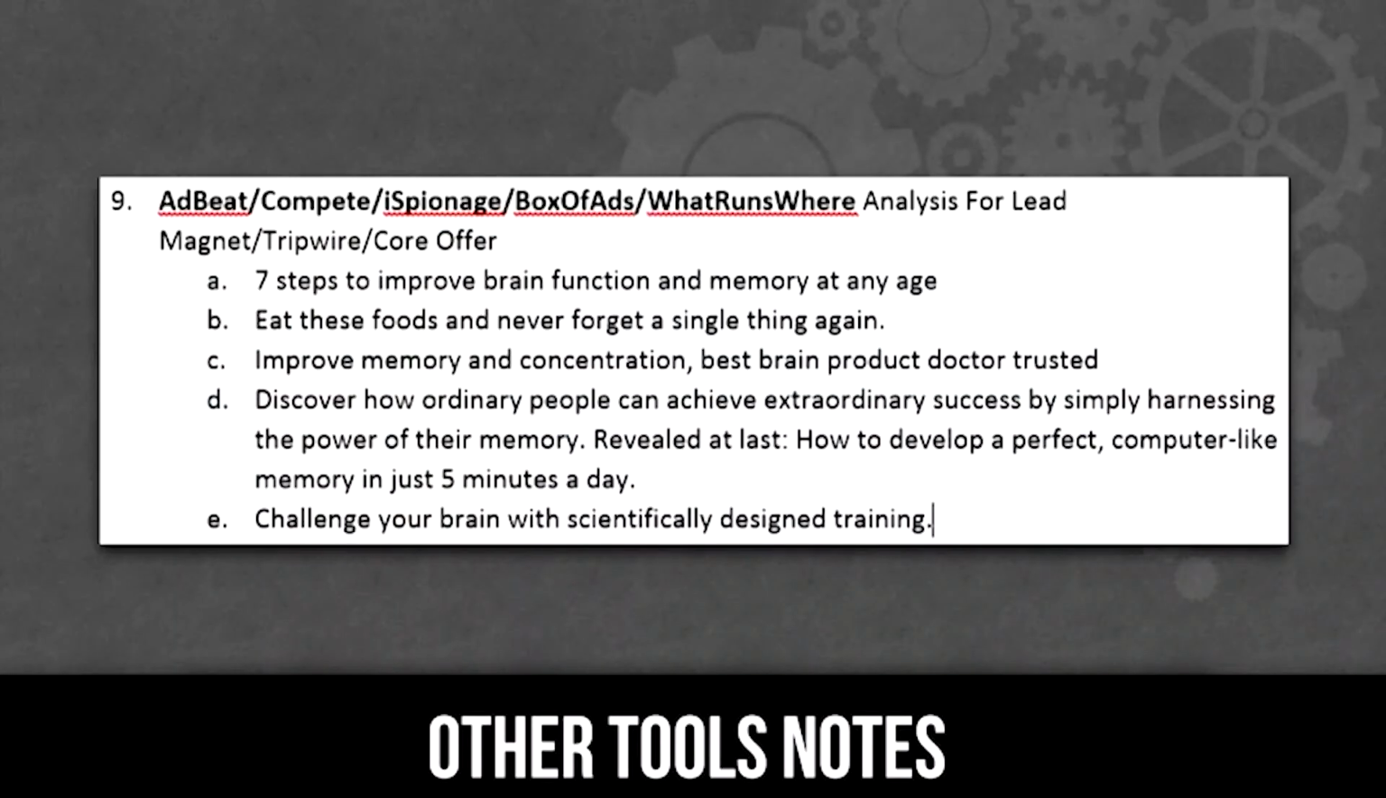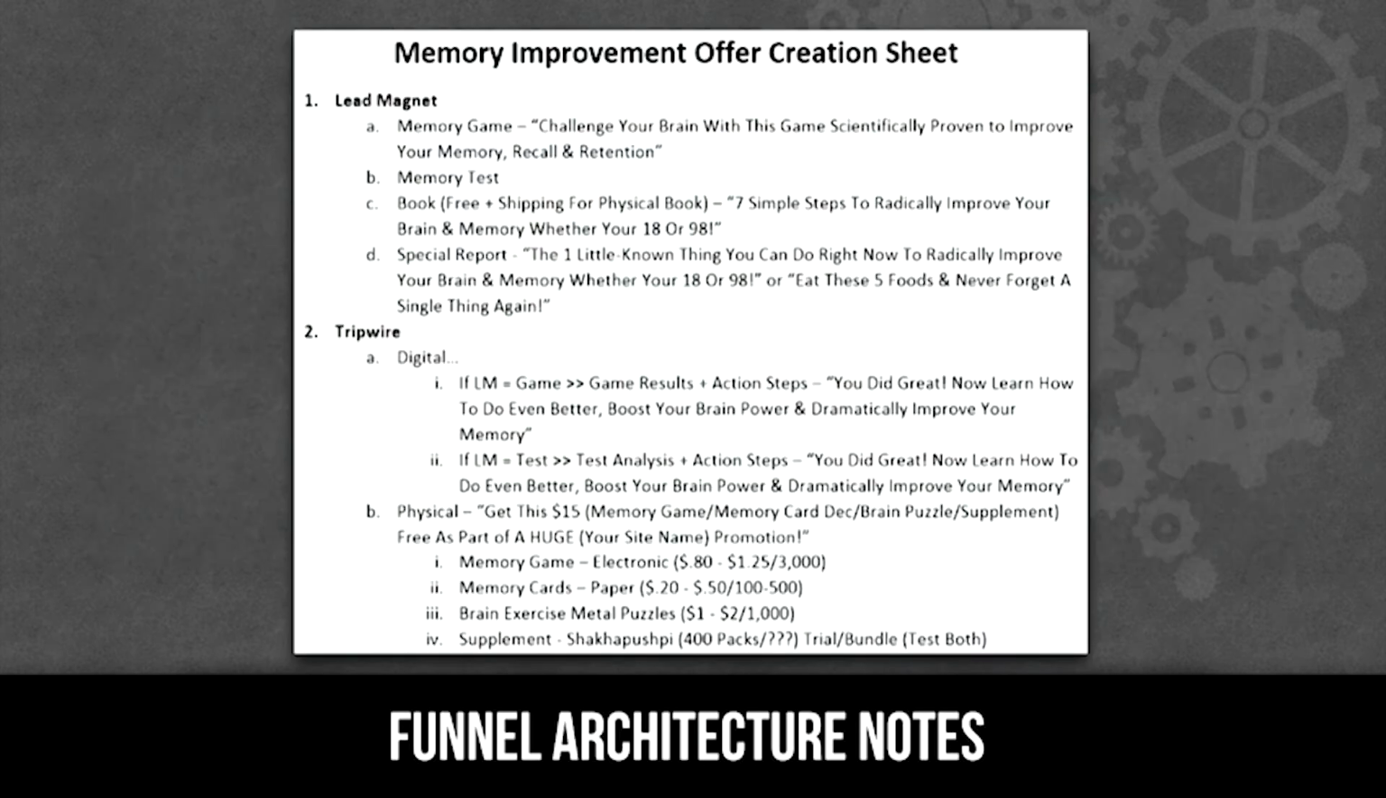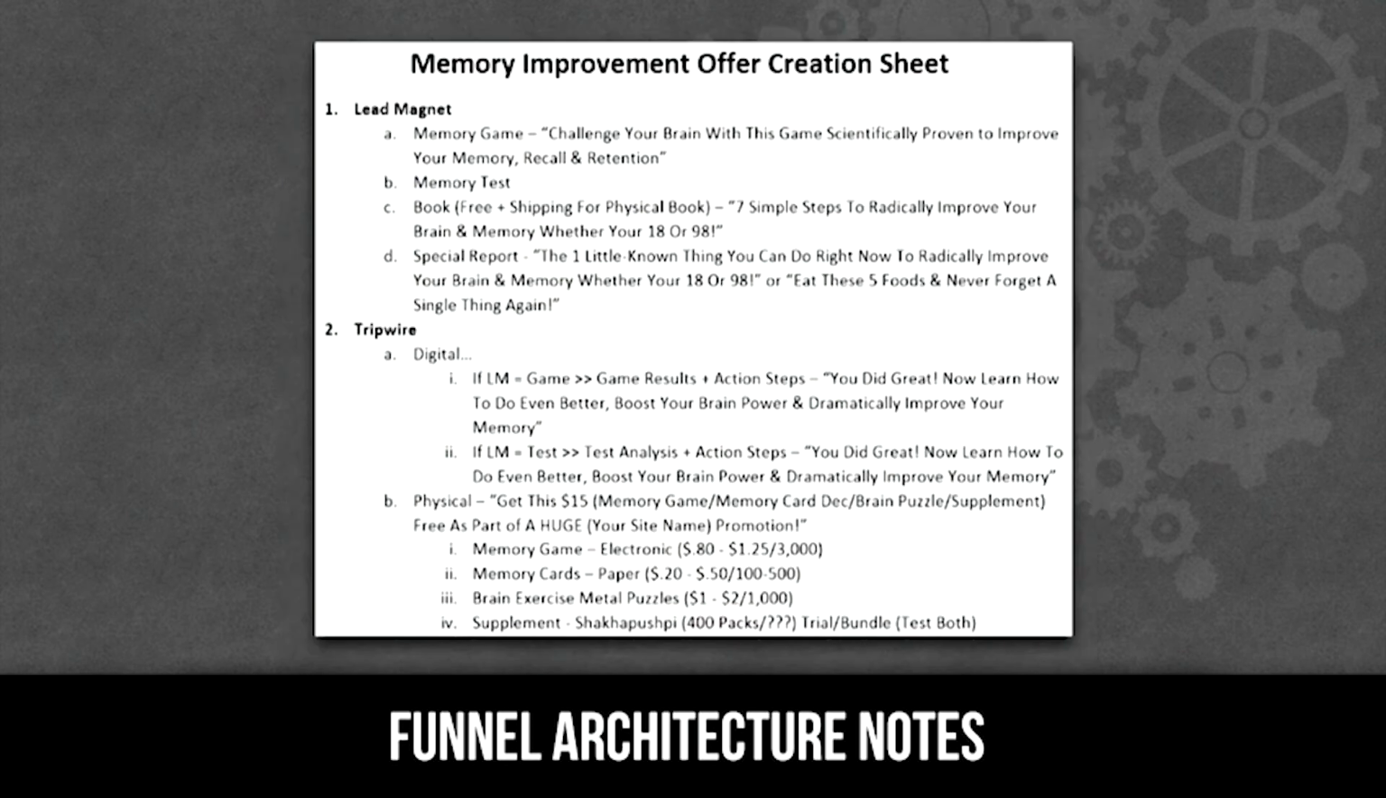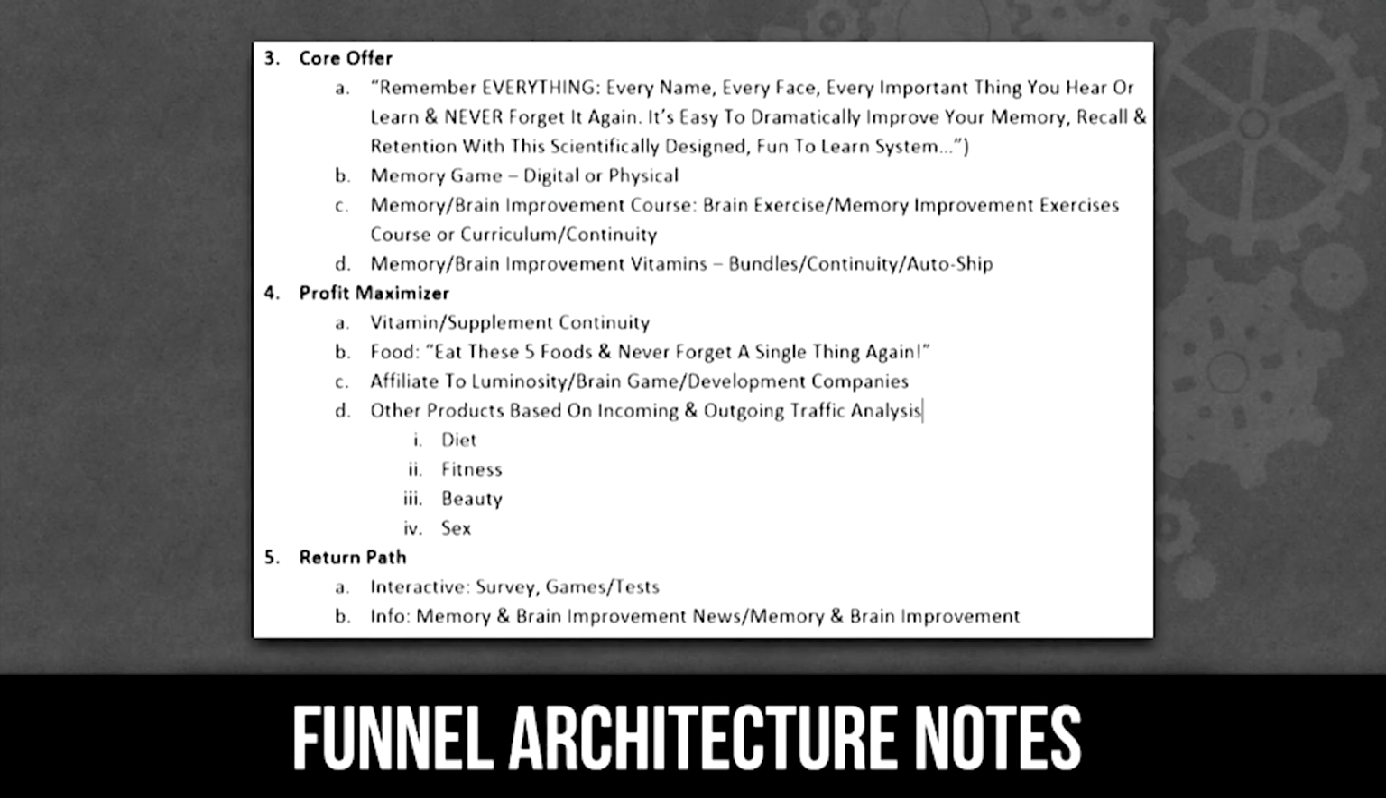Okay, so now in my little Word document where I've been keeping these notes, I'm going to write down some of the key things I took away. And I've got ideas for my lead magnet, a game, a memory test, a book, and a special report. So now I've got my offer sheet. I've got a game, a test, a book, special report. Those are things I'm testing for my lead magnet. I've got digital and physical products that I'm going to test for my tripwire. My core offer is going to be something like a game or a course or maybe vitamins. And then my profit maximizer is for sure going to be vitamins.